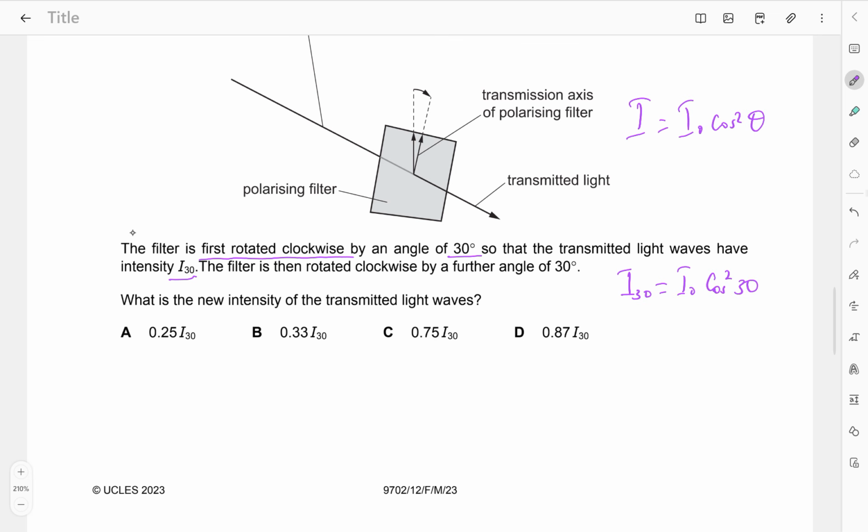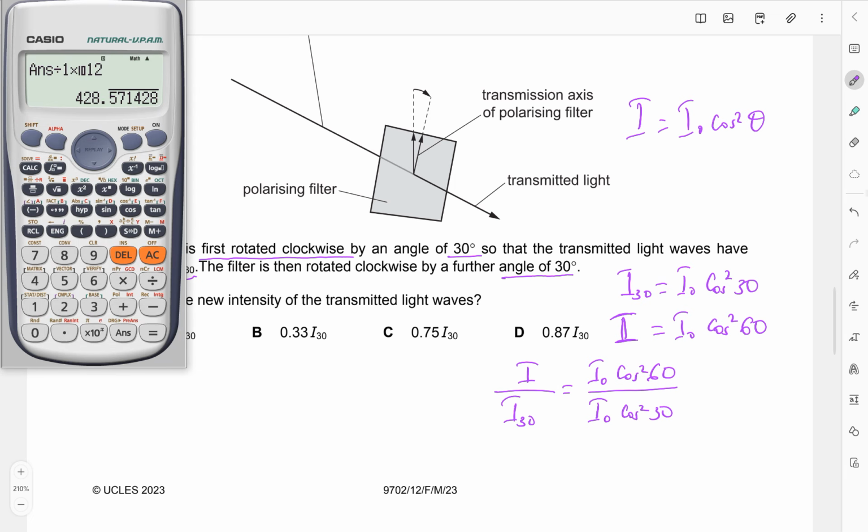The filter is then rotated clockwise by a further angle of 30 degrees. So that means the new intensity is going to be I0 cos squared, now the angle is 30 plus 30, which becomes 60. Cos squared 60. So I want to find the new value of I. So I will just divide the two equations. I divided by I30 is going to be I0 cos squared 60 divided by I0 cos squared 30. So I'll check the calculator.